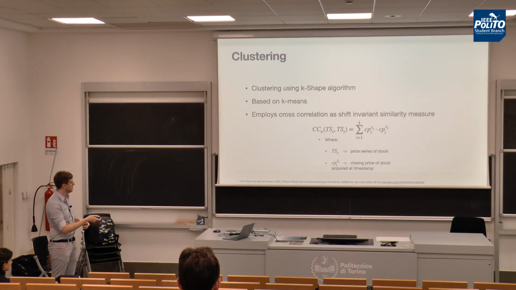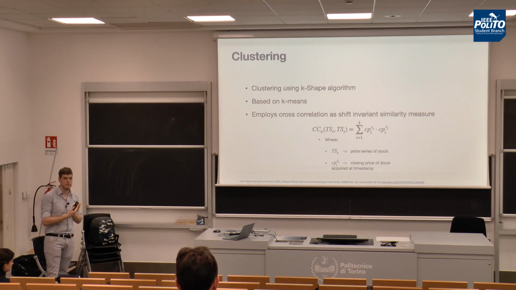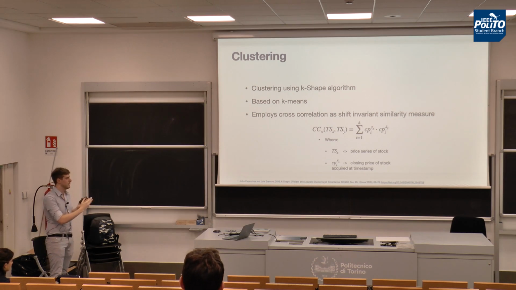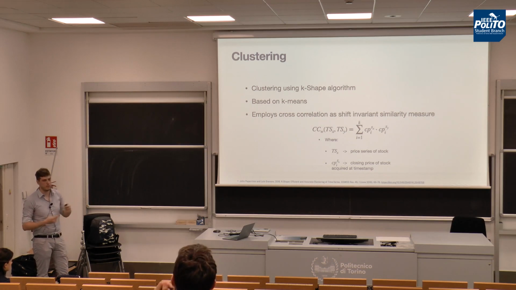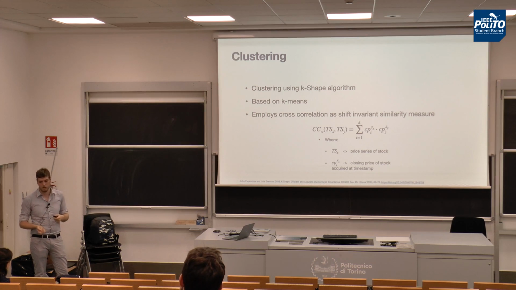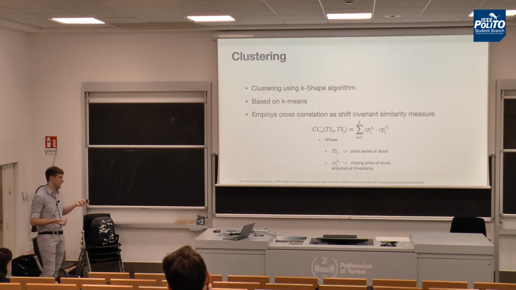Cross-correlation just consists in having two time series and sliding one over the other by one step at a time and calculating the inner product of the two time series. This is important because it gives a shift-invariant similarity measure, which matters for stocks because there are days in which stocks are not traded because markets are closed, and so having a shift-invariant measure is actually necessary.